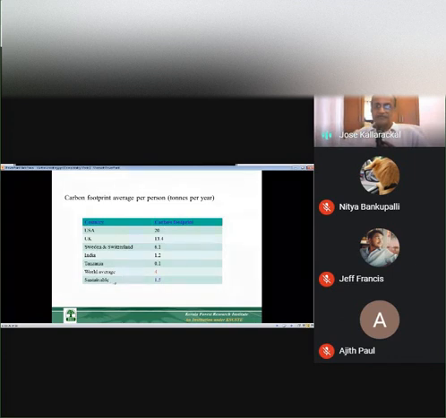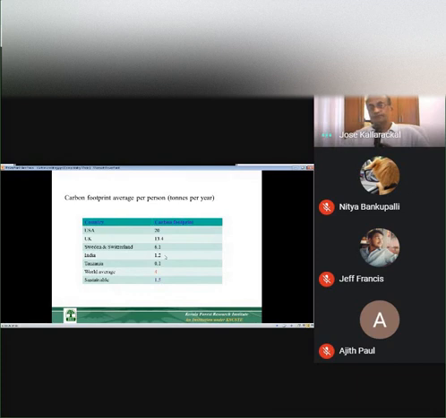Now the sustainable number they have given is 1.5. You should be reducing it to less than 1.5. India, we have only 1.2. Tanzania, you can see, it is only 0.1. And world average is 4. Ours is less than the world average.